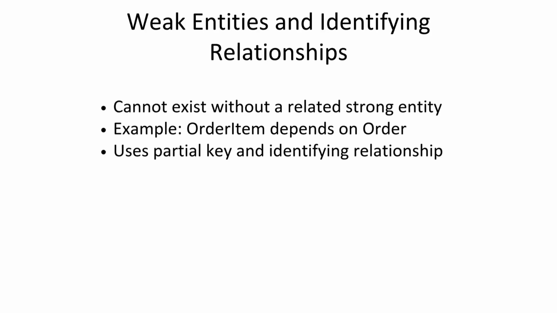Weak entities and identifying relationships. A weak entity cannot be uniquely identified on its own. Example: order item needs both order ID and product ID. The link to its owner entity is called an identifying relationship, shown as a double diamond.